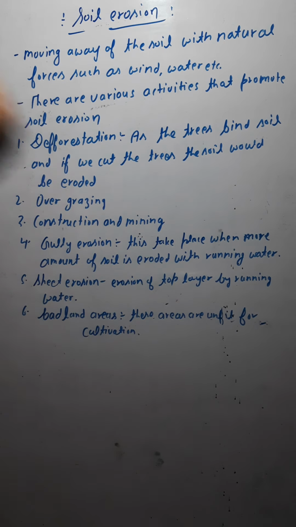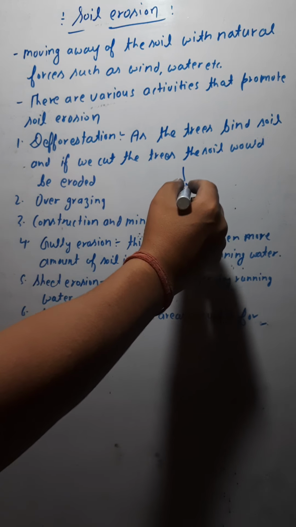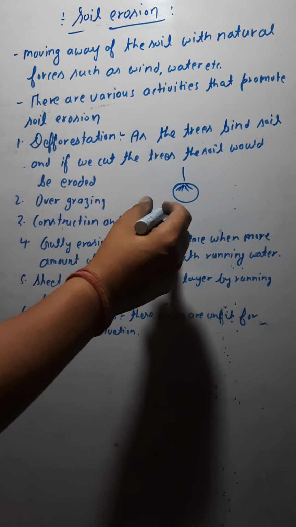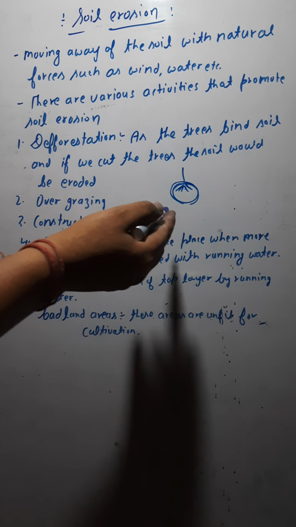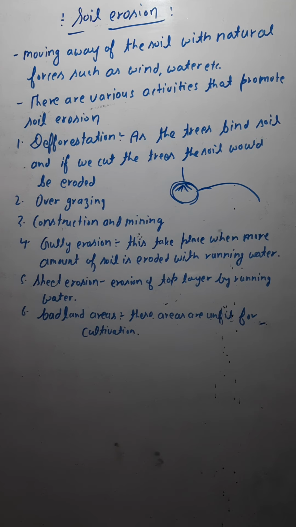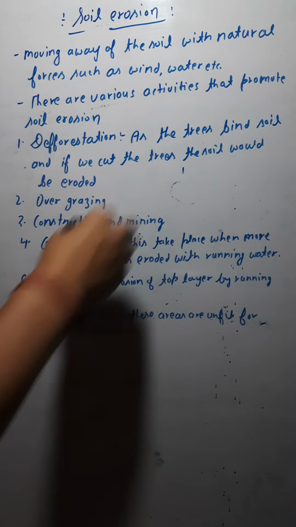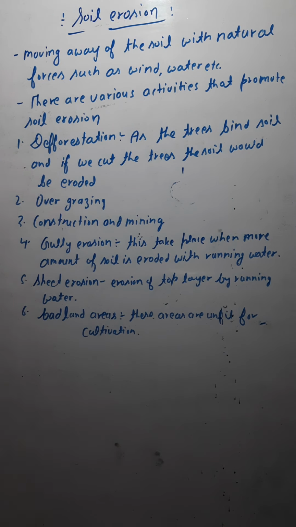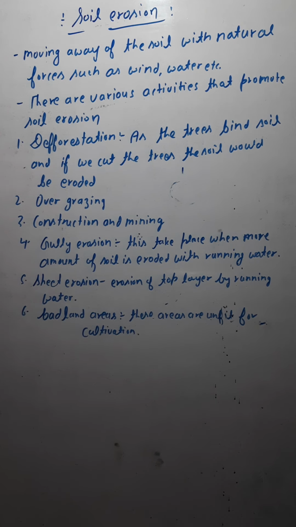If you are cutting the trees, let's say this is the tree, the roots of the trees are binding the soil here. But if you cut the trees, the roots would not be able to bind the soil, and so the soil would be eroded. Are you getting this? So deforestation is the main cause for soil erosion. Then the next cause is overgrazing, which also leads to soil erosion. Next are construction and mining activities, also a very important cause.